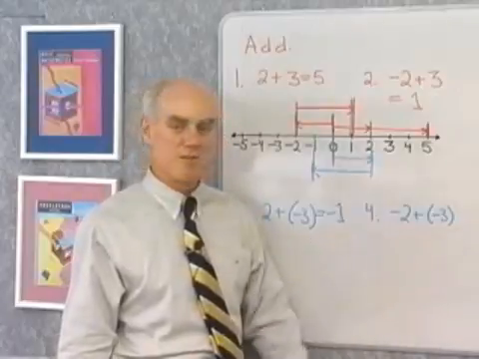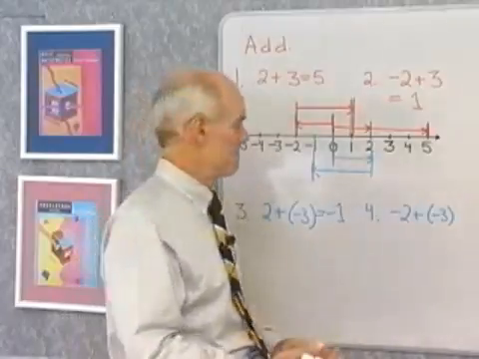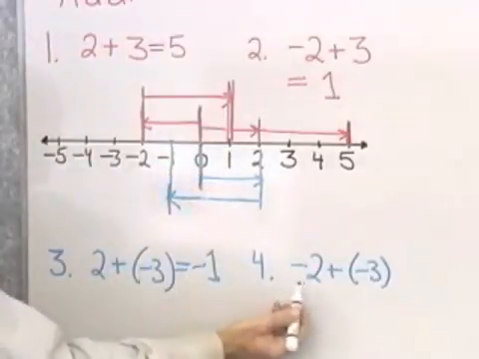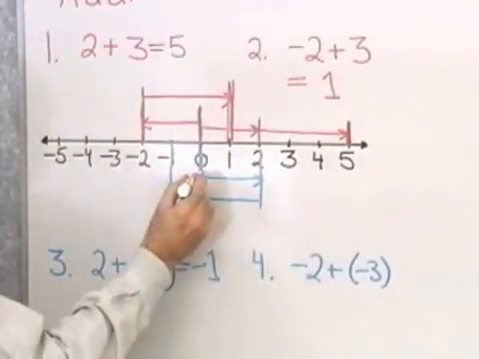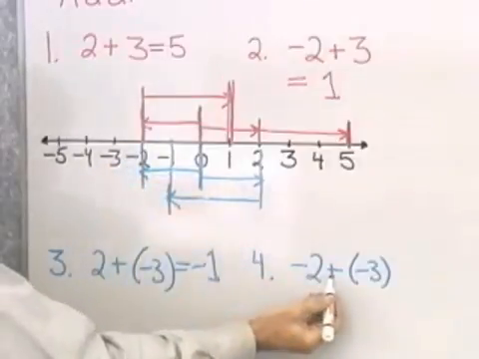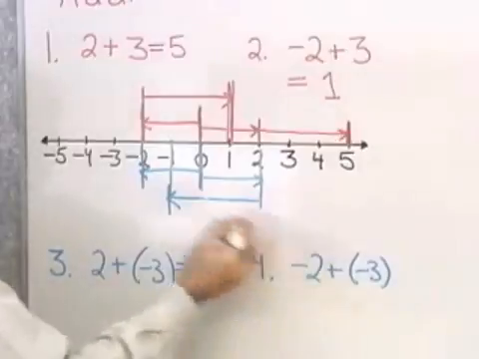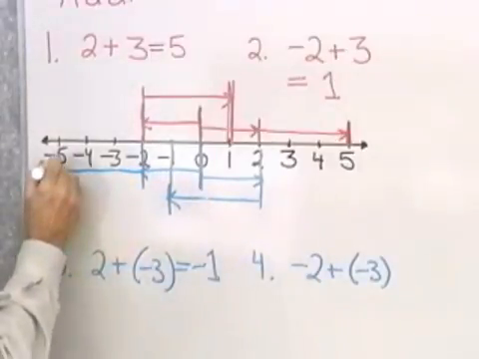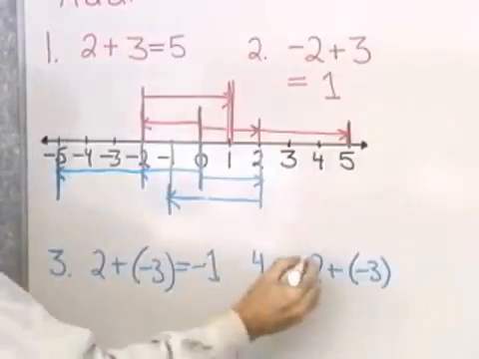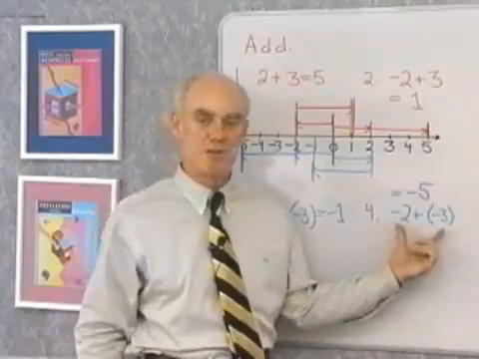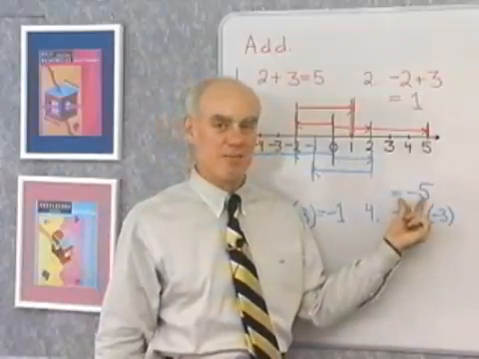So where do you think negative 2 plus negative 3 is going to end up? You're right, at negative 5. So here's the origin where I start. I move 2 units in the negative direction. So there's 1, 2. That brings me to this point. And then I want to move 3 more units in the negative direction. So 1, 2, 3 more units in the negative direction. Sure enough, I end up at negative 5. And that's why the answer to negative 2 plus negative 3 is negative 5.